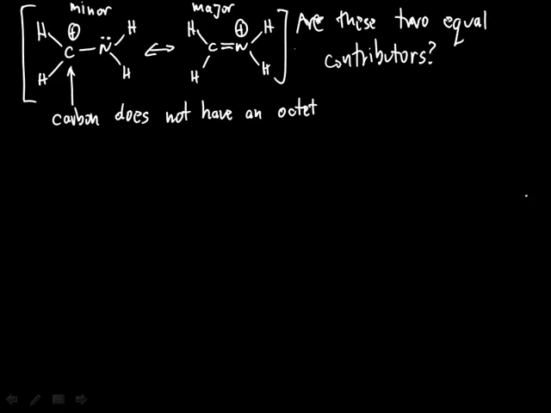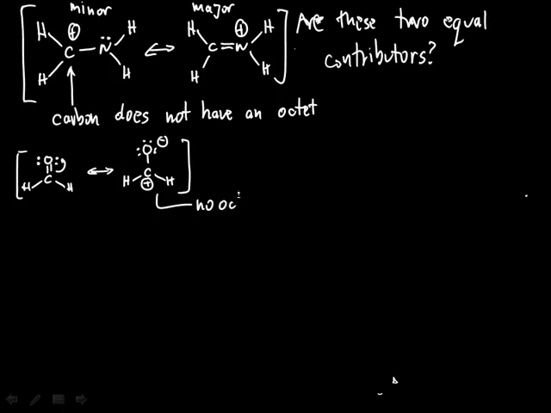Another example could be formaldehyde, a very simple molecule which has a double bond between carbon and oxygen. This is its neutral structure, but it could easily be drawn in this other resonance structure where oxygen now has negative charge on it and carbon has positive charge. Again, carbon here doesn't have an octet, and so that is one problem with this structure.